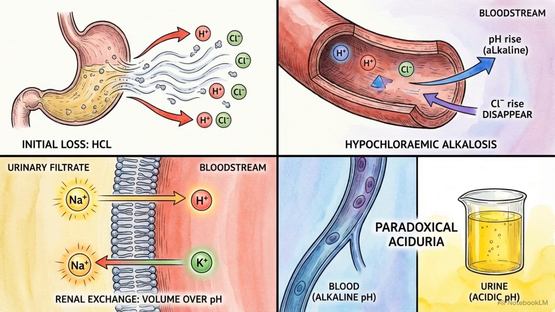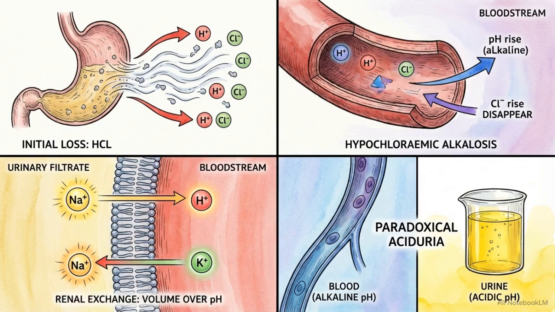This flowchart maps out the resulting biochemical crisis. The continuous vomiting expels massive amounts of hydrochloric acid. Blood chloride levels drop, driving the systemic blood pH upward into a profound state of hypochloremic alkalosis. Because the patient cannot keep fluids down, severe dehydration sets in.